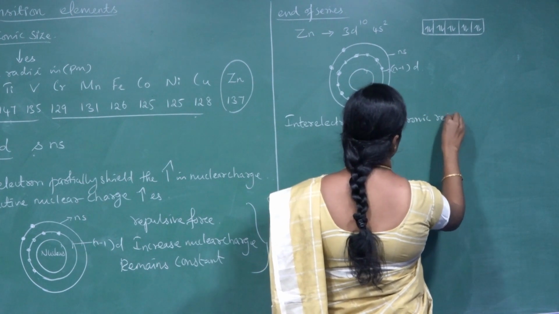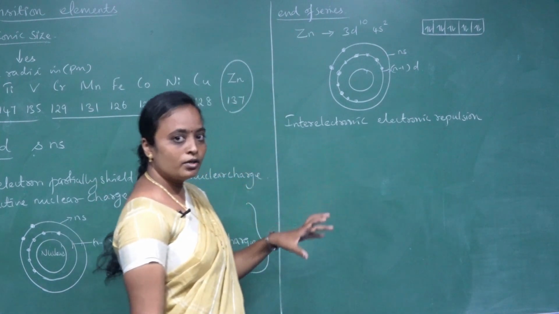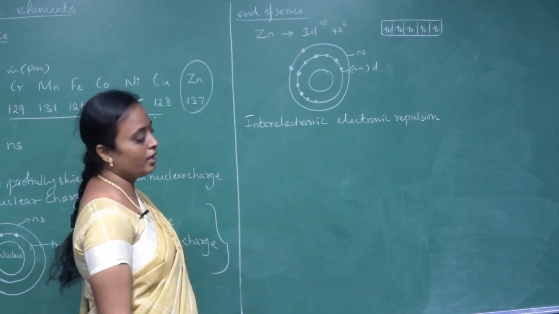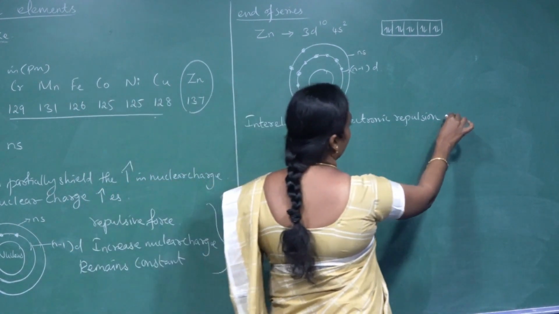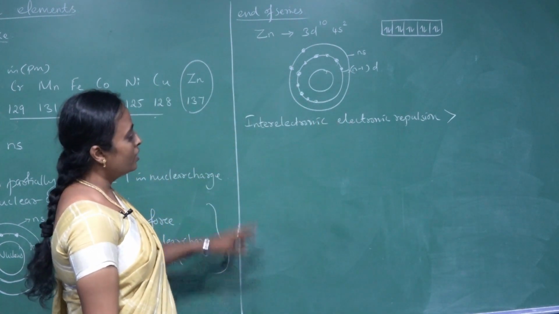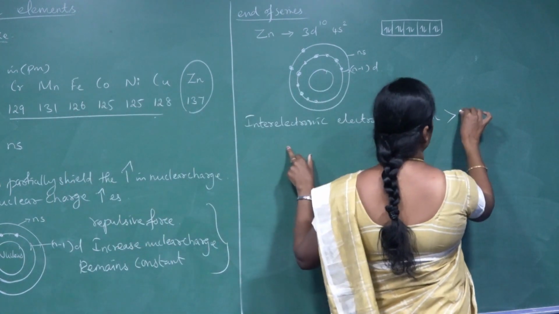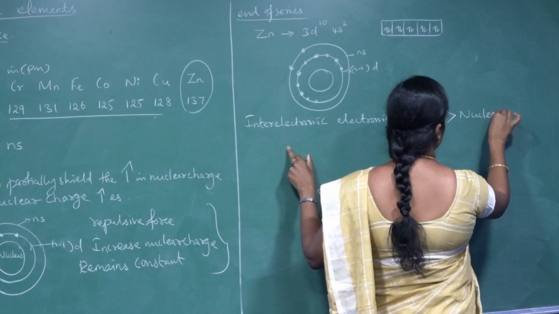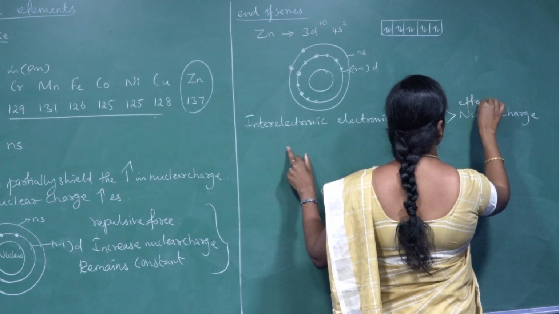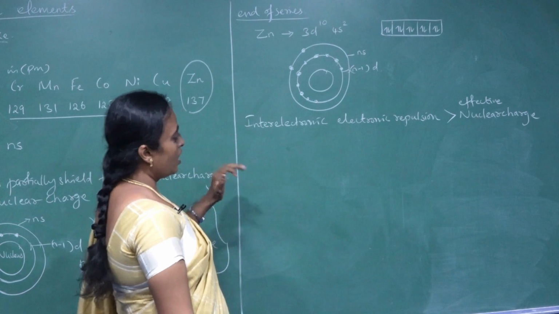Inter-electronic repulsion between the same d orbital. Okay, so the repulsion is more. So inter-electronic repulsion is more compared with the nuclear charge, that is, what we call the effective nuclear charge. So now what happened?